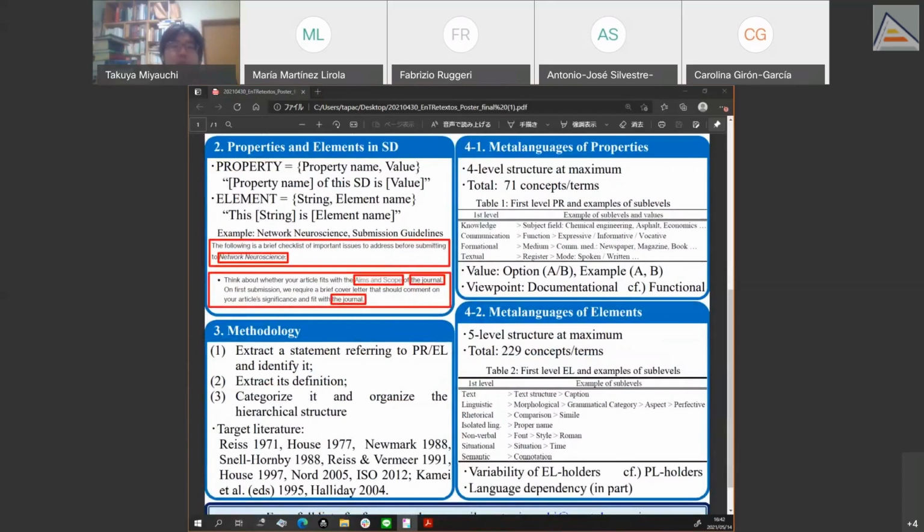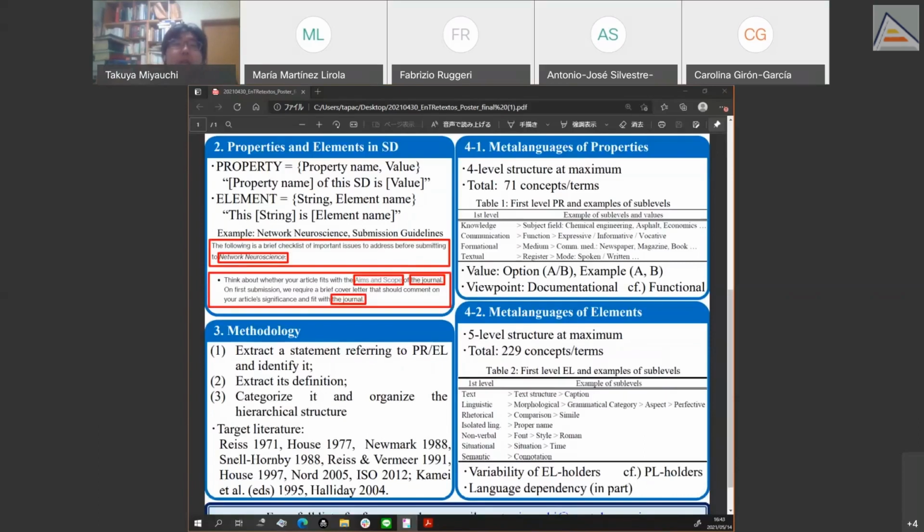A property of the document consists of a combination of a property name, which is regarded as a one-place function, and its value, which saturates the function. We can understand the property of a document in the form of: the property name of this source document is the value. Please see the example here.